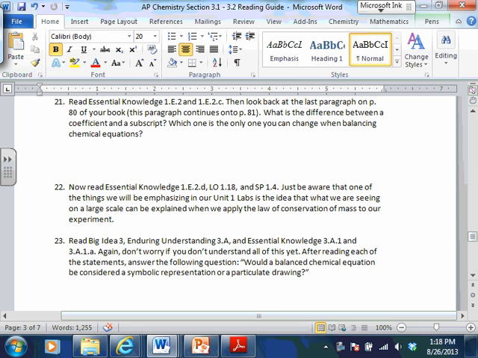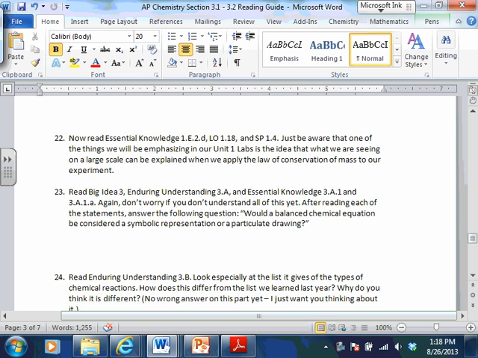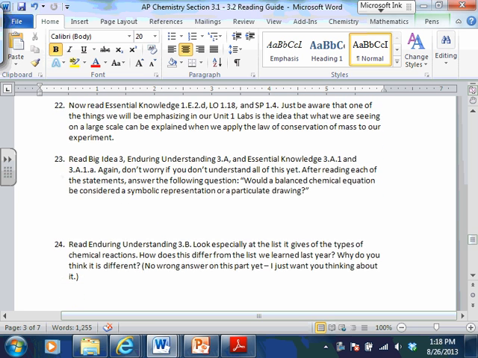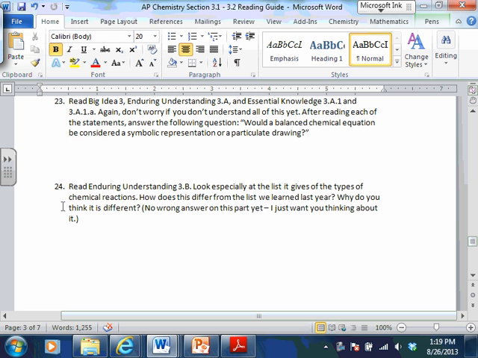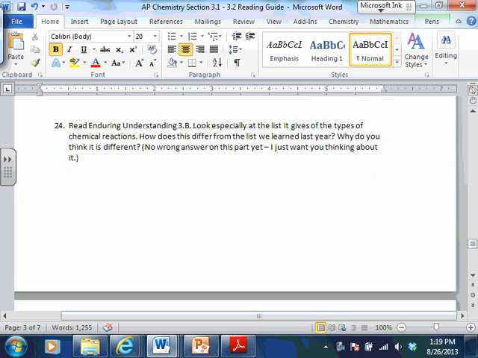Coefficient and subscript, we know the difference between those, right? I hope. Okay. Which one can you never ever change when balancing a chemical equation? Subscript. Only change the coefficients. Balanced chemical equation, is that going to be considered a symbolic representation or a particulate drawing? That's symbolic, okay? So I think you guys have that.